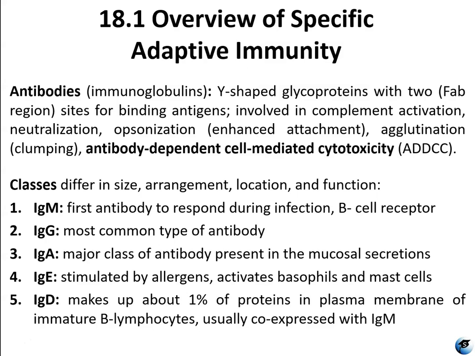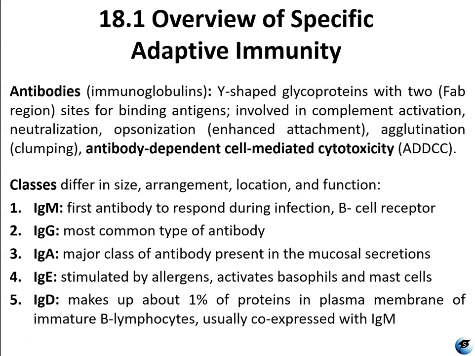Antibody-dependent cell-mediated cytotoxicity. Remember that antibodies are also called immunoglobulins, and thank goodness there is an abbreviation for immunoglobulins. It's abbreviated Ig. Immunoglobulins differ in where they operate in the body and how they trigger reactions from the immune system. There are 5 different kinds of immunoglobulins. So you have IgM. This is the first antibody to respond during infection.